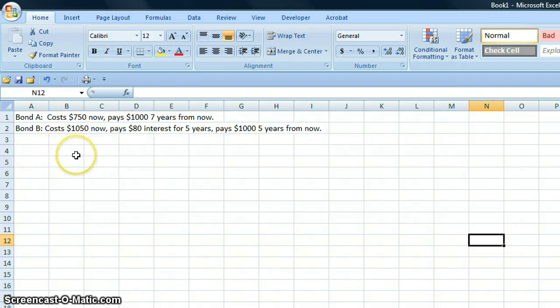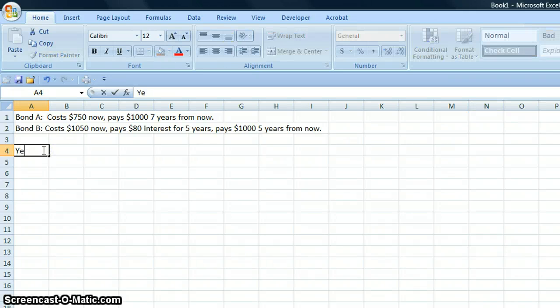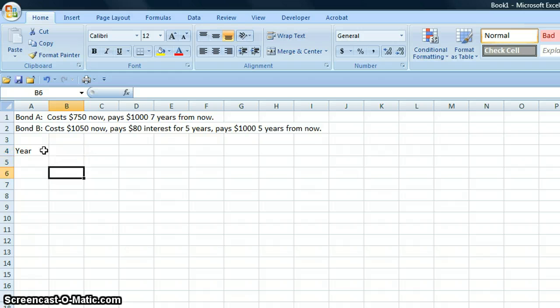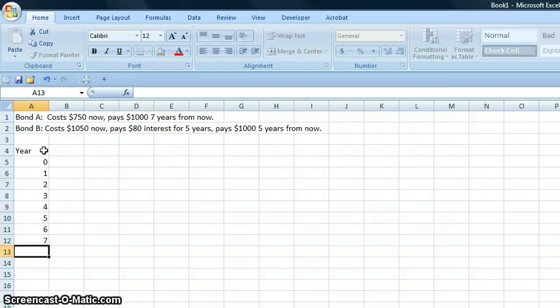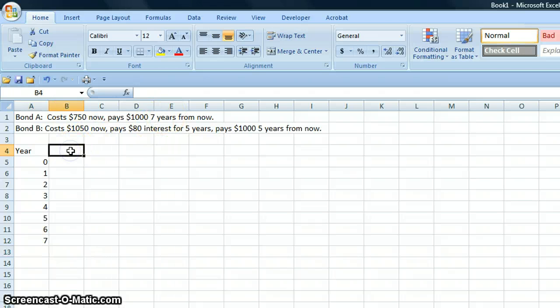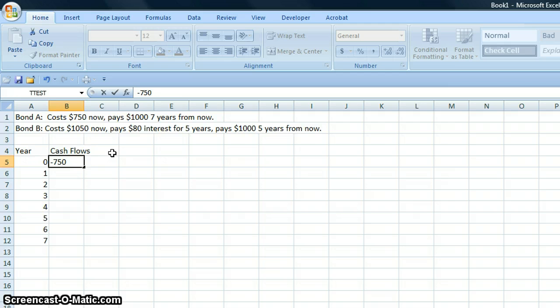So the first method we're going to look at is the internal rate of return function in Excel. And what we need to do is make a table where we put the years starting with year 0, which would be now, then year 1, which is 1 year from now, and so on. We need to make this table up to 7 years for bond A because there's a payment 7 years from now. And then in the second column we put the cash flows. This bond costs $750 now. We're going to put that in as negative $750 because it's a cash flow away from us. We're paying for the bond.